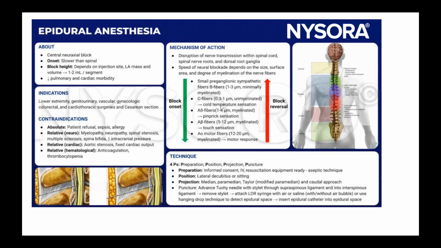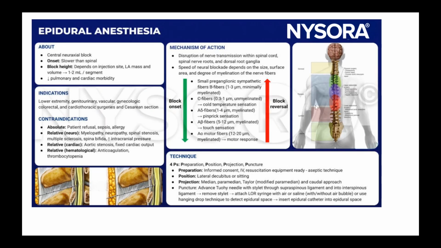That is why we test for what sensation? Do you test for pinprick or do you test for cold? Cold sensation. It is better to test for cold. So that is how we must test the level of the block. And the reversal happens in the same way. That is, motor fibers will recover first, then touch sensation will come, then pinprick sensation, then temperature, then the autonomic fibers. So that is the order of recovery also.